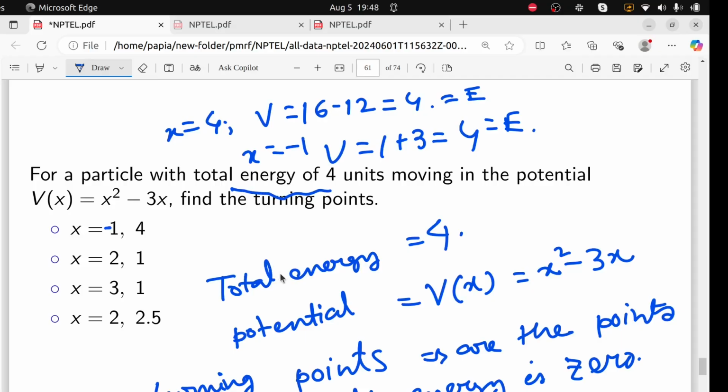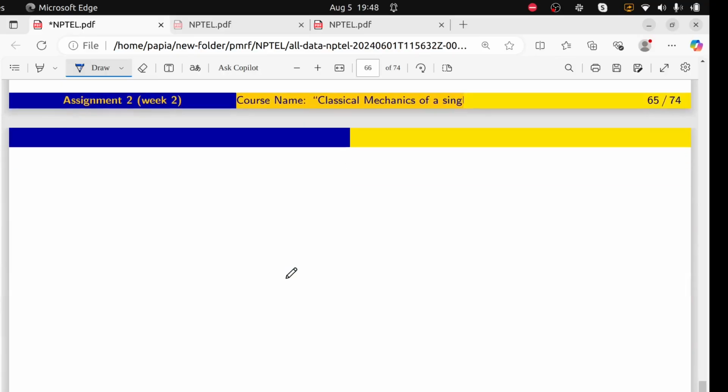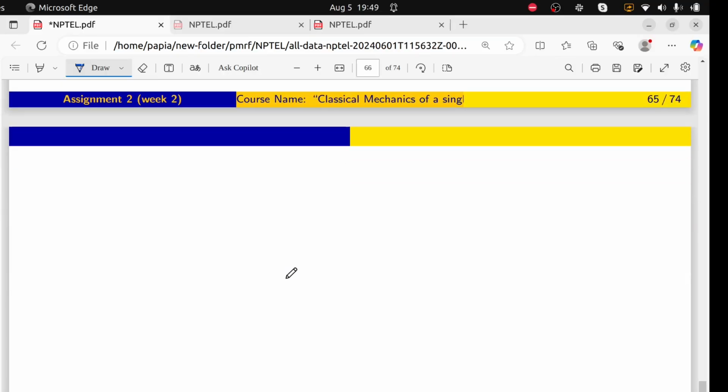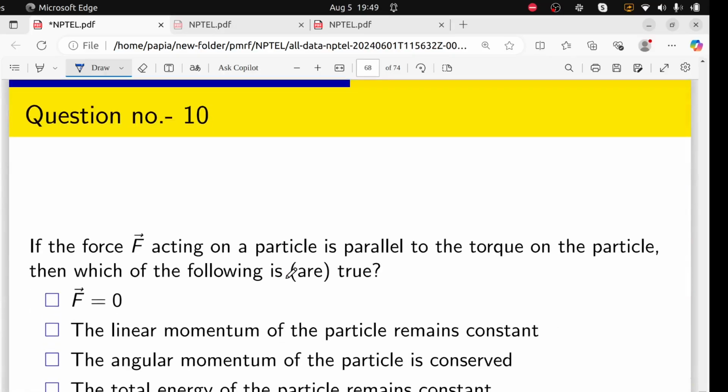Okay. So turning point means obviously where the kinetic energy is 0 and the potential energy is equal to the total energy. That is the thing.